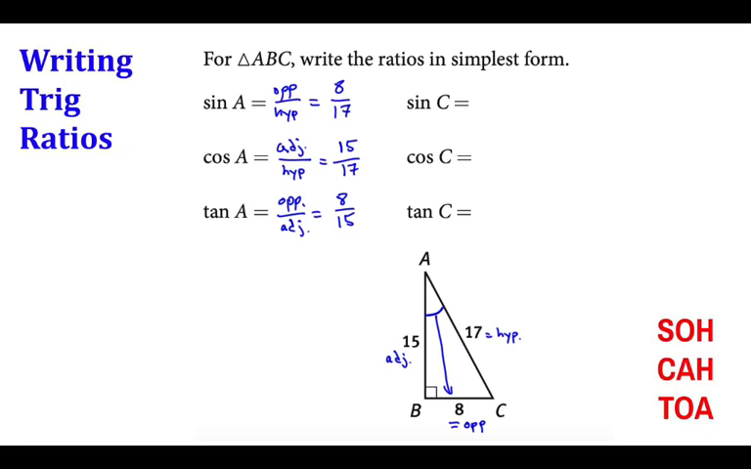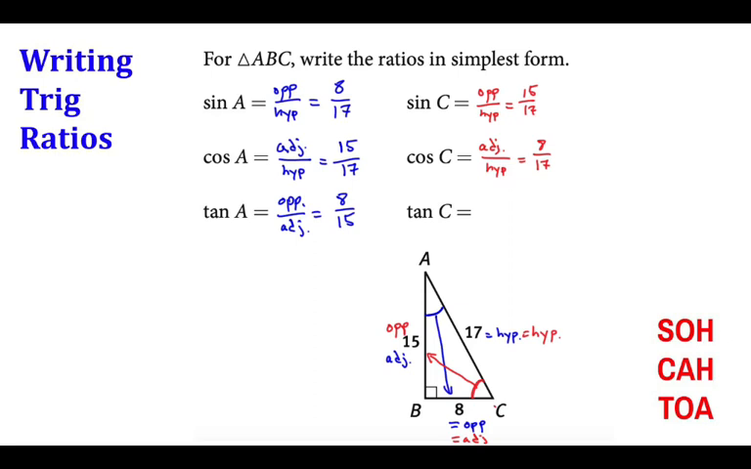Now, for angle C, things change. What was our adjacent is now the opposite, and what was our opposite is now the adjacent. Our hypotenuse stays the hypotenuse. It's still the longest side. So for sine, again, that's opposite over hypotenuse. So that's going to be 15 over 17, which is what we got for cosine for angle A. Cosine for angle C is adjacent over hypotenuse, so that's 8 over 17, which was what we got for sine for angle A.